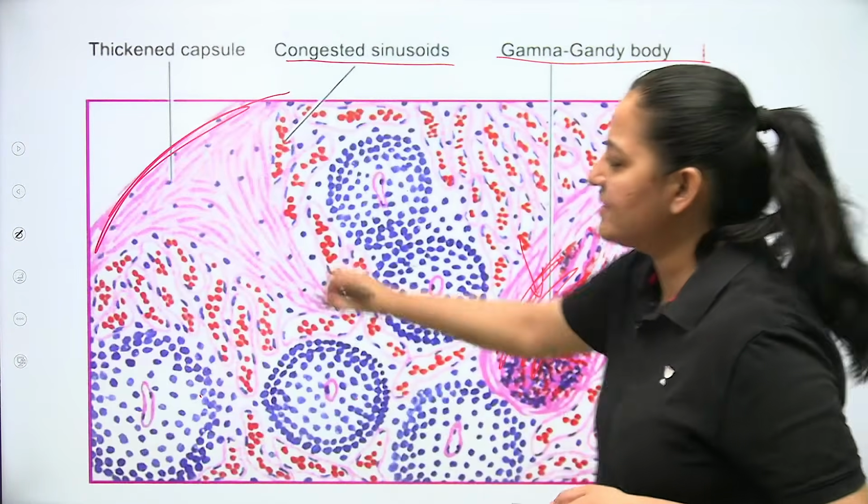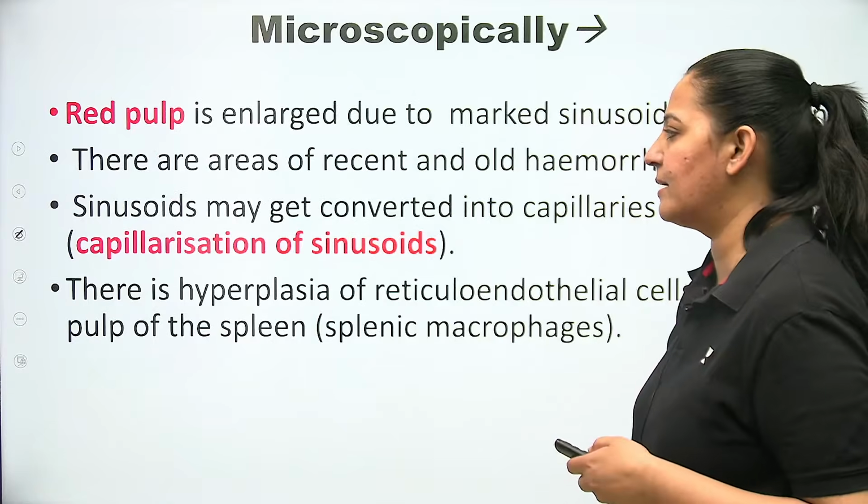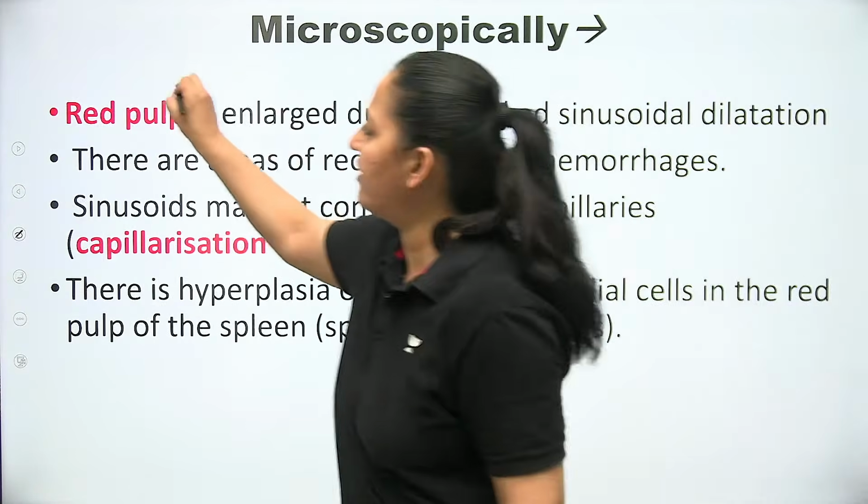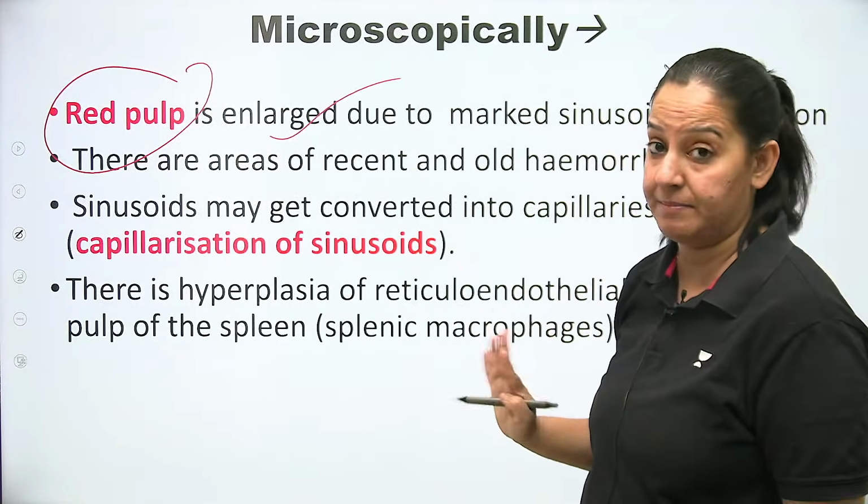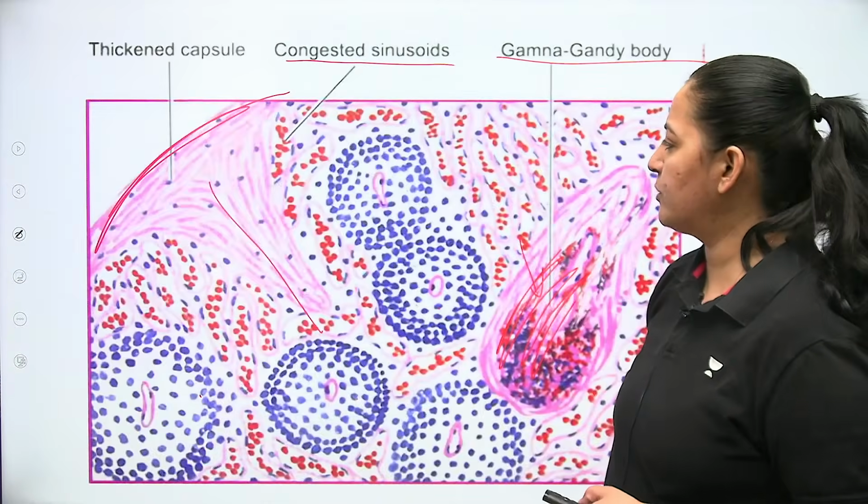Give me a thumbs up. And these are the trabeculae coming out of the capsule. Give me a thumbs up. So only two things you have to show. Number one, red pulp is enlarged, not white pulp. Red pulp is enlarged, number one. And number two, Gamna-Gandy bodies.